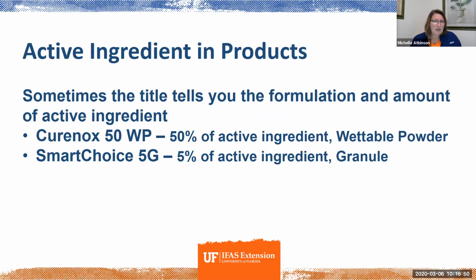So active ingredients often can be given away, the concentration and the title of the product, or the name of the product. So in these 2 cases, we've got Curanox 50 WP. The WP stands for wettable powder, and the 50 in this case means 50% active ingredient. So just by reading the name of this product, you'll know some more information about the product. Or we've got Smart Choice 5G. So that's 5% of active ingredient, and it would be a granule.